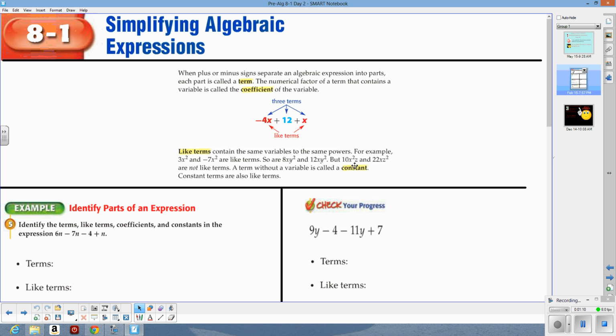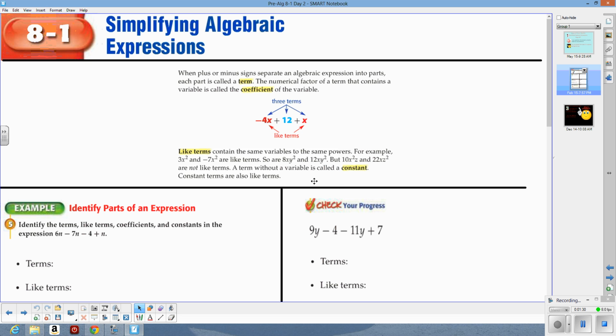Now 10x squared z and 22xz squared are not like terms. Even though they have the same variables, they have different exponents, so therefore they are not like terms. They need to be exactly the same. The variable part needs to be exactly the same, including the exponents, to be like terms.